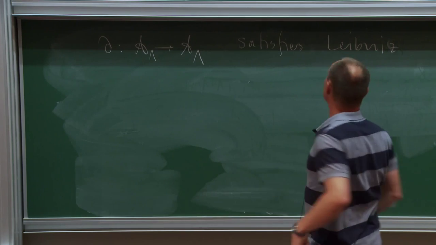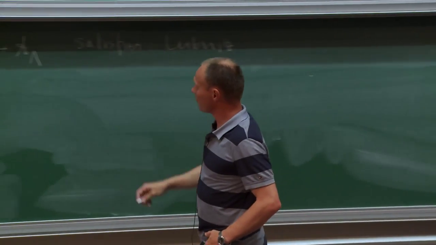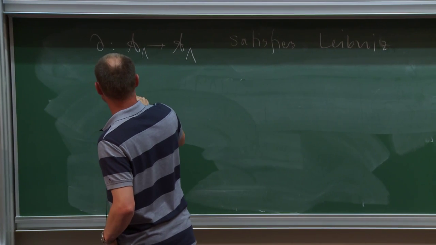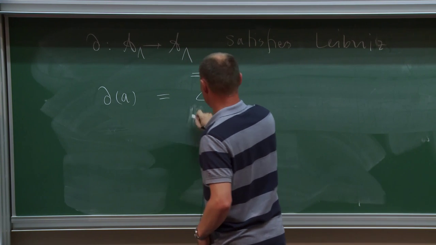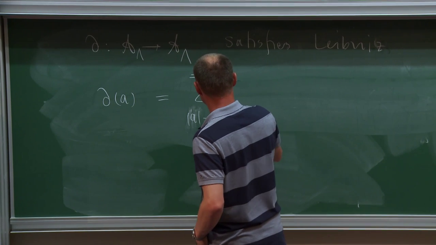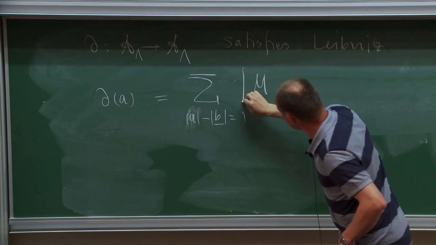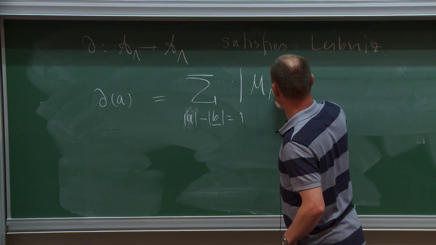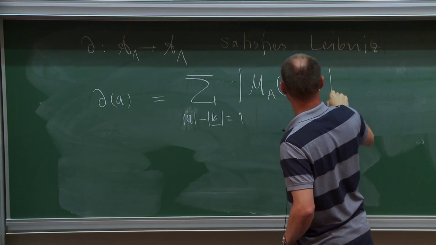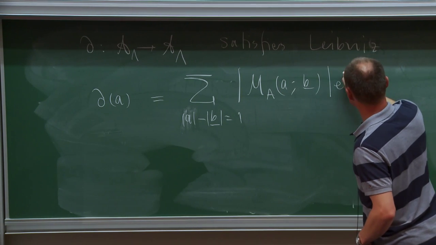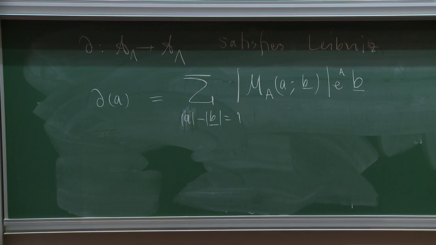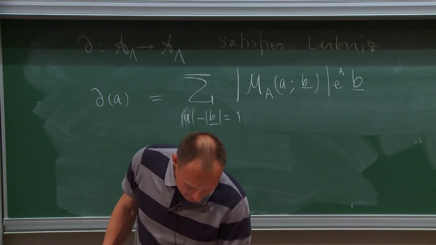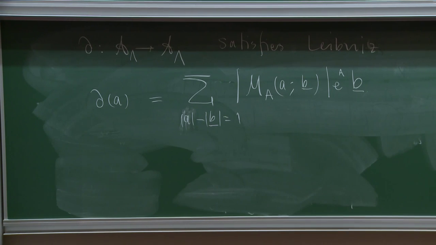And is linear on coefficients. So coefficients just go through. And on generators, it's defined as D of A is the sum over A minus B equals 1, and then number of R families in this moduli space times the word B, and maybe I put here each of the A, so indicating we're in the group ring. Okay. And then, so this is the definition of the differential. And then we have the expected theorems.